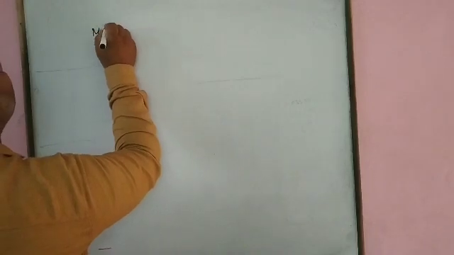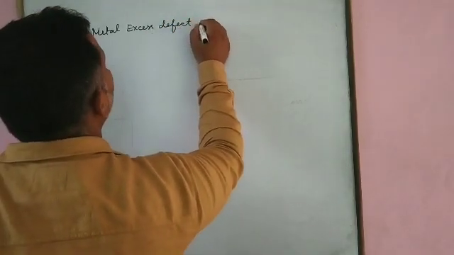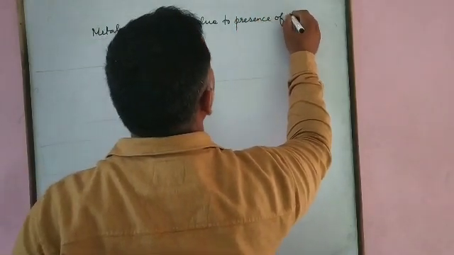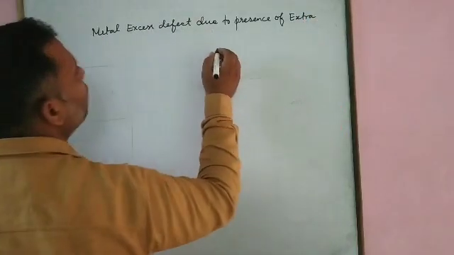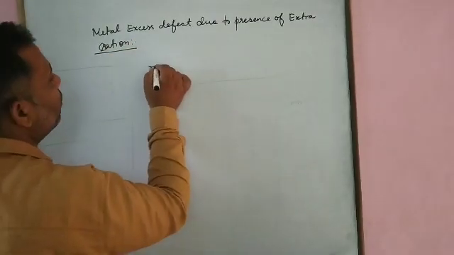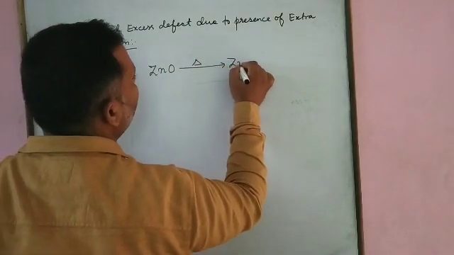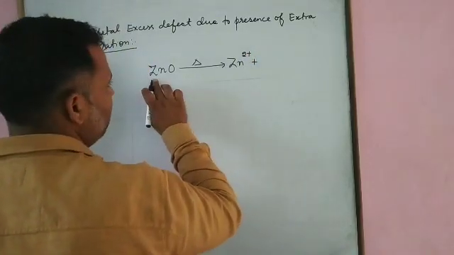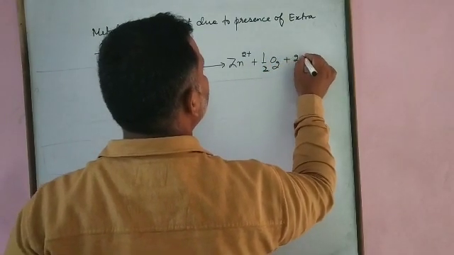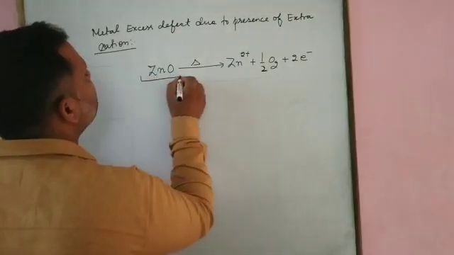So we'll discuss the metal excess defect due to presence of extra cation. What happens? Let us see. When we have the crystal of zinc oxide and it is heated, it forms Zn2+ plus half O2 plus 2 electrons. In this case, the color of zinc oxide is white.